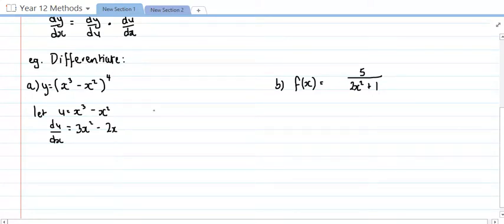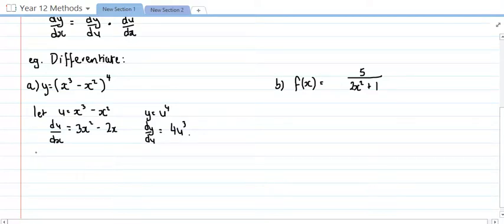If u is equal to that, then what I can actually say is y is equal to u to the power of 4, just by making that substitution in here. So from that I can now get dy du by differentiating y with respect to u, and that is 4u to the power of 3.